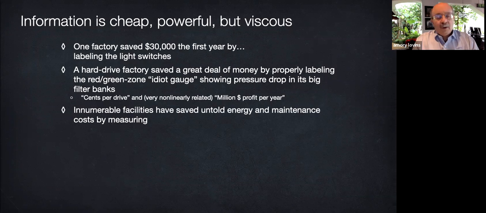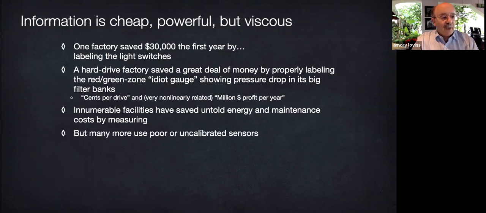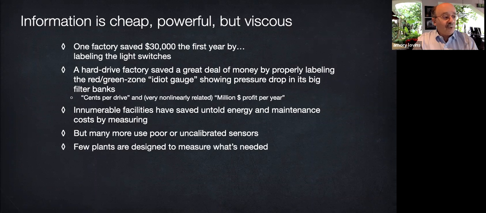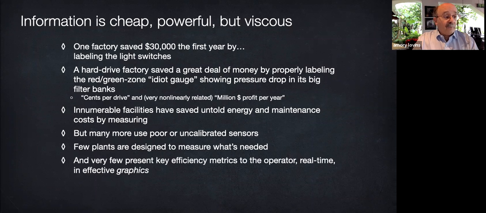There are innumerable facilities that have saved amazing amounts of energy and maintenance costs just by measuring stuff. But there are a lot of others that are using poor or uncalibrated or no sensors. And few plants are designed to measure what's needed, and very few present key efficiency metrics in real time to the operator in effective graphics so they can actually make a smarter decision.